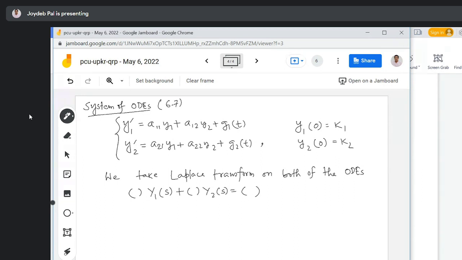Okay, and from the second equation also you will get this type of equation: something into Y1(s) plus something into Y2(s) is equal to something. From the first we will get this, and from the second you will get this. After that, these two are basically a system of linear equations. ये last दो जो equation है, these are system of linear equations. So you can solve it by any method, like method of elimination or method of substitution, whatever method you know.